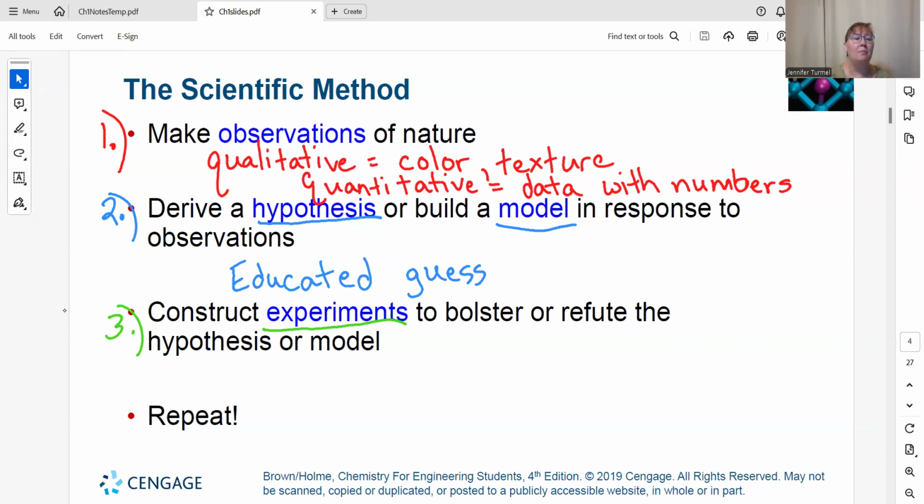And then my most important thing here is repeat. You must repeat this entire process many, many times in order to make sure that you have repeatability. Can you get your same data again?